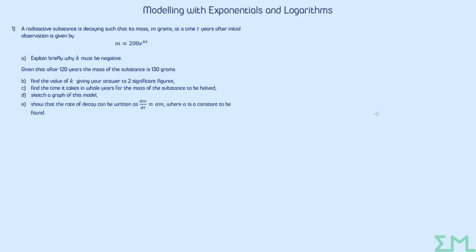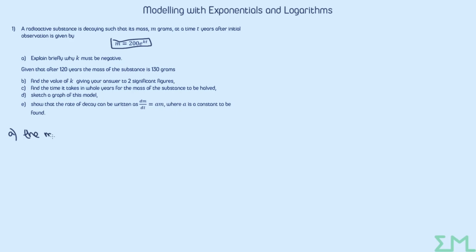Question 1. Okay, this question is all about radioactive decay. We have been given an equation in the question. Explain briefly why k must be negative. There's your k up here. So this is because we are dealing with decay rather than growth. If it was growth, we would have a positive k, but because we are dealing with decay, we need it to be negative.